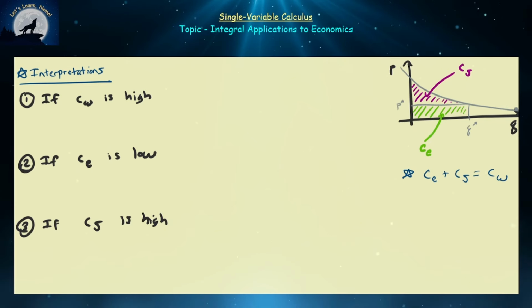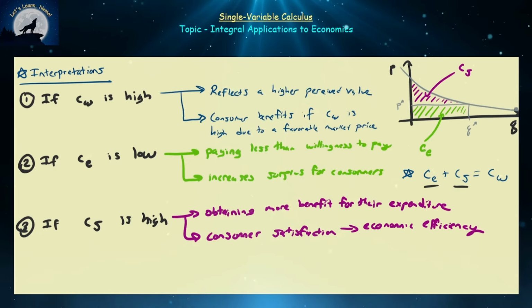If the consumer willingness to spend is high, if the consumer expenditure is low, and if the consumer surplus is high, because you should be able to figure out that if CE is low and CS is high, then CW should also be high as a result. Right? So these three are usually going to occur simultaneously. Take a moment and pause this video to think about what you think these mean in the practical world. Here's a couple scenarios that you probably have come up with.